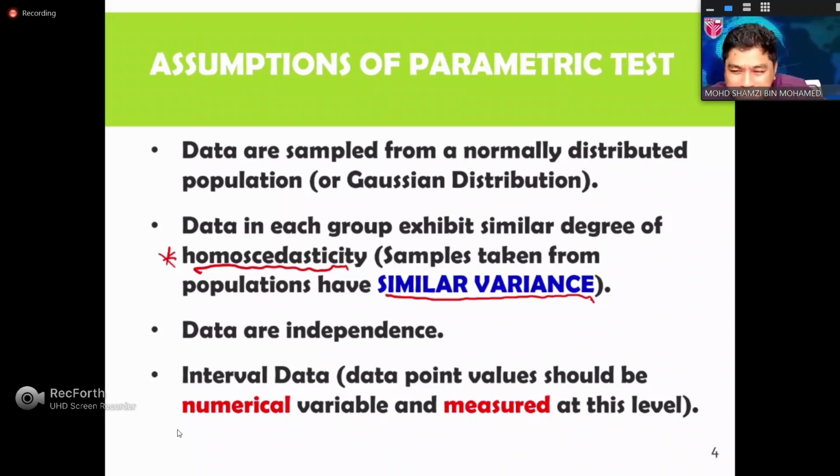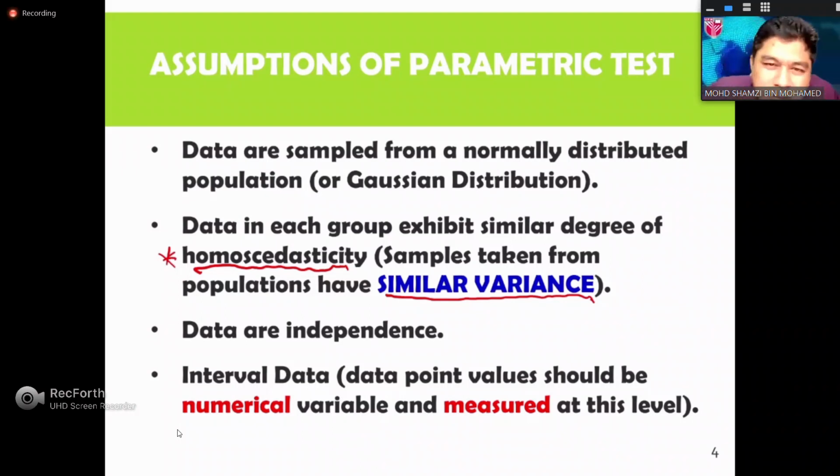Data are independent. Of course, your data in the sample are independent. So no one data can be a member of two groups. You cannot have one data, let's say in sample A, that is also a subset of data in B. Okay, so that defies the law of independence. And interval data means the data point value should be numerical, measurable, and give you a numeric value. Okay, and that's the assumption of parametric.